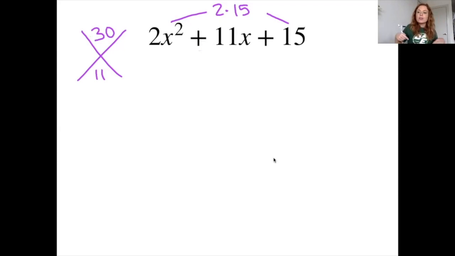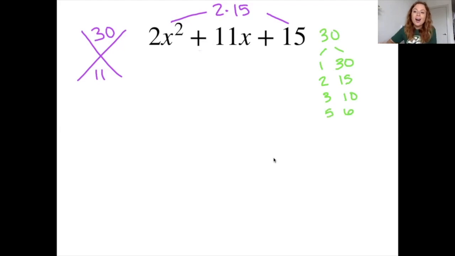Because it was a positive 30, I know I'm going to add. So let's break apart 30. Let's look at all the factors of 30 real fast. So 30 can break apart into 1 times 30, 2 times 15, 3 times 10, 4 goes evenly? Nope, but 5 and 6.